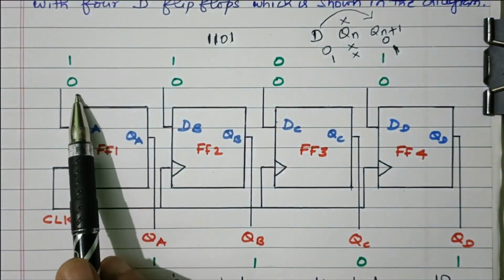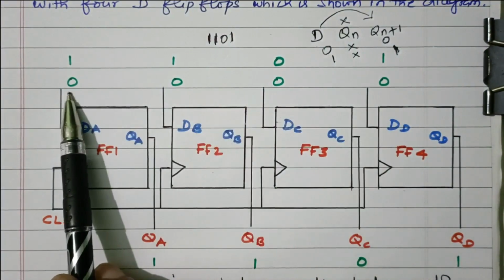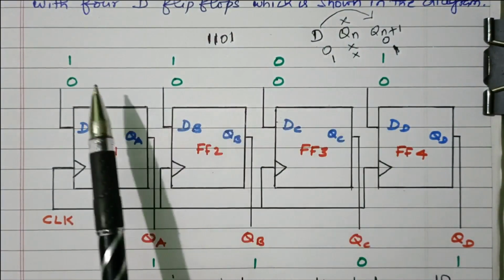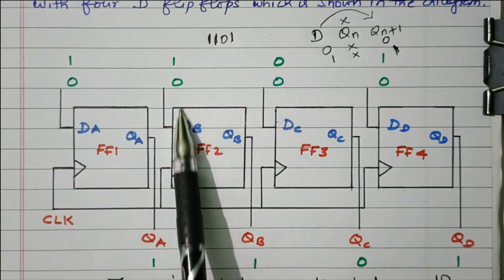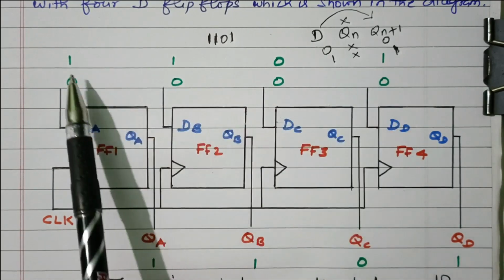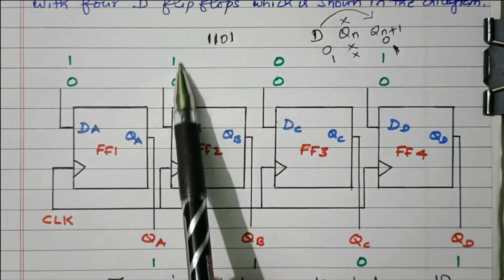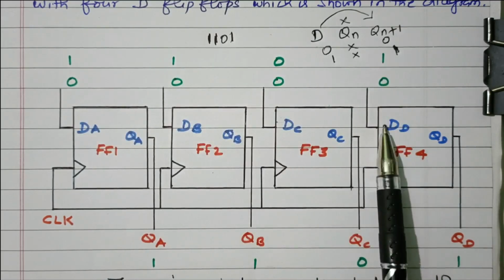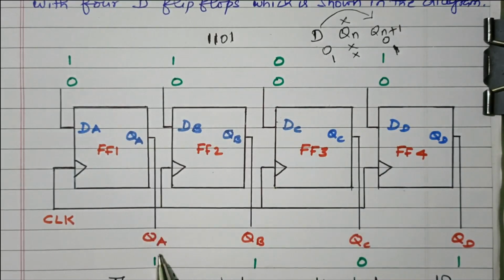Initially, all the inputs are 0. Ensure all the inputs are 0. Then in parallel we apply DA as 1, DB as 1, DC as 0, DD as 1, because what we need is 1 1 0 1. What data we need is given to the respective inputs of the D flip-flops. The same thing will be available at the output.